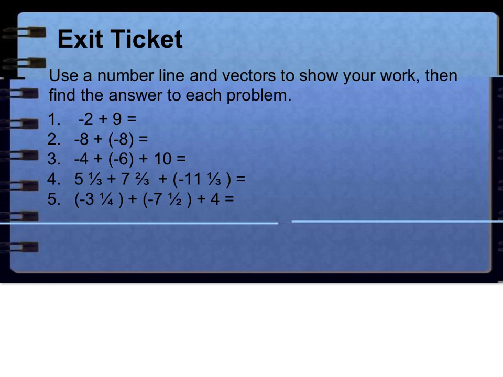All right, it's time for your exit ticket. Here are 5 questions for you to answer. Make sure you turn them into the folder, and then when you have time, the next slide is reminding you to play the integer game.